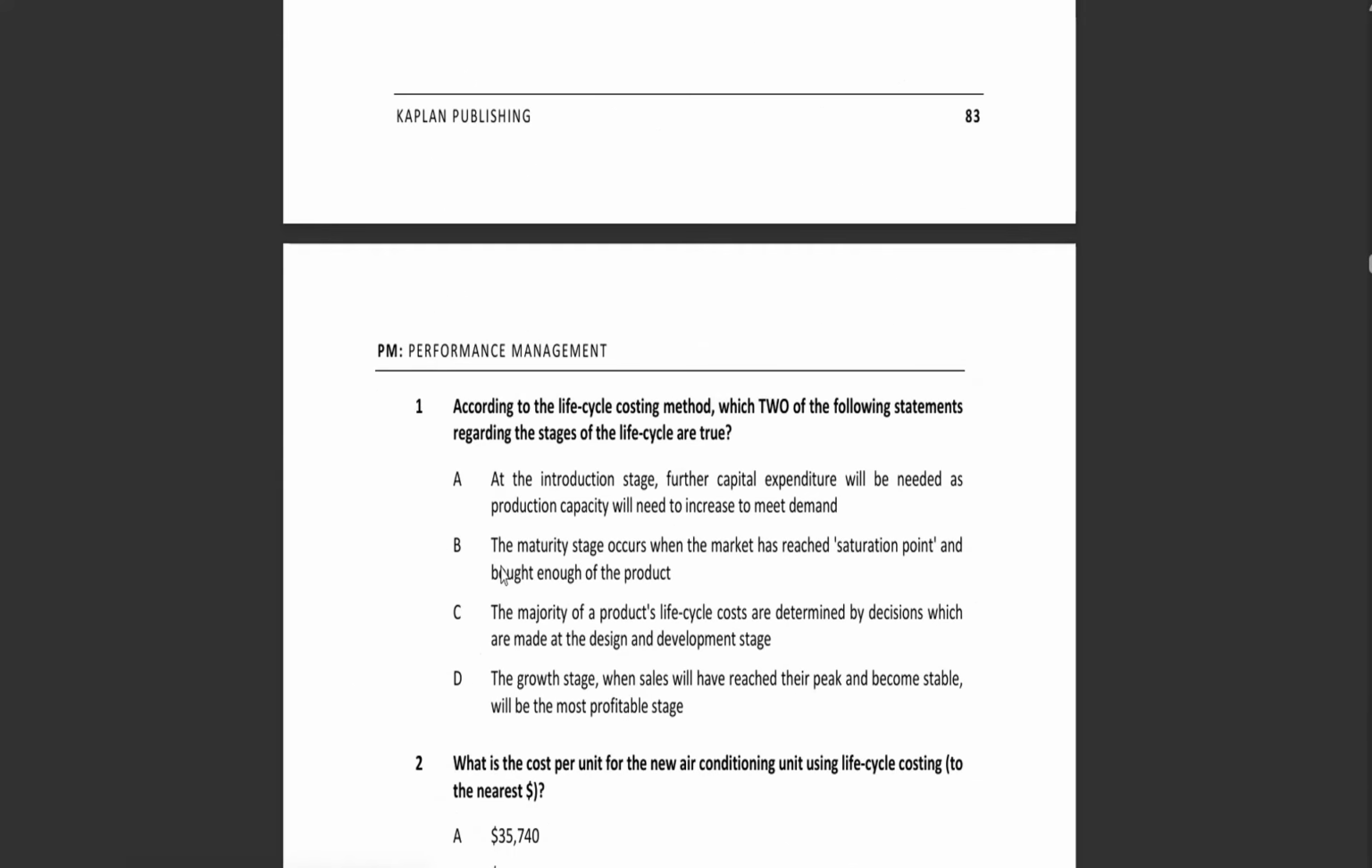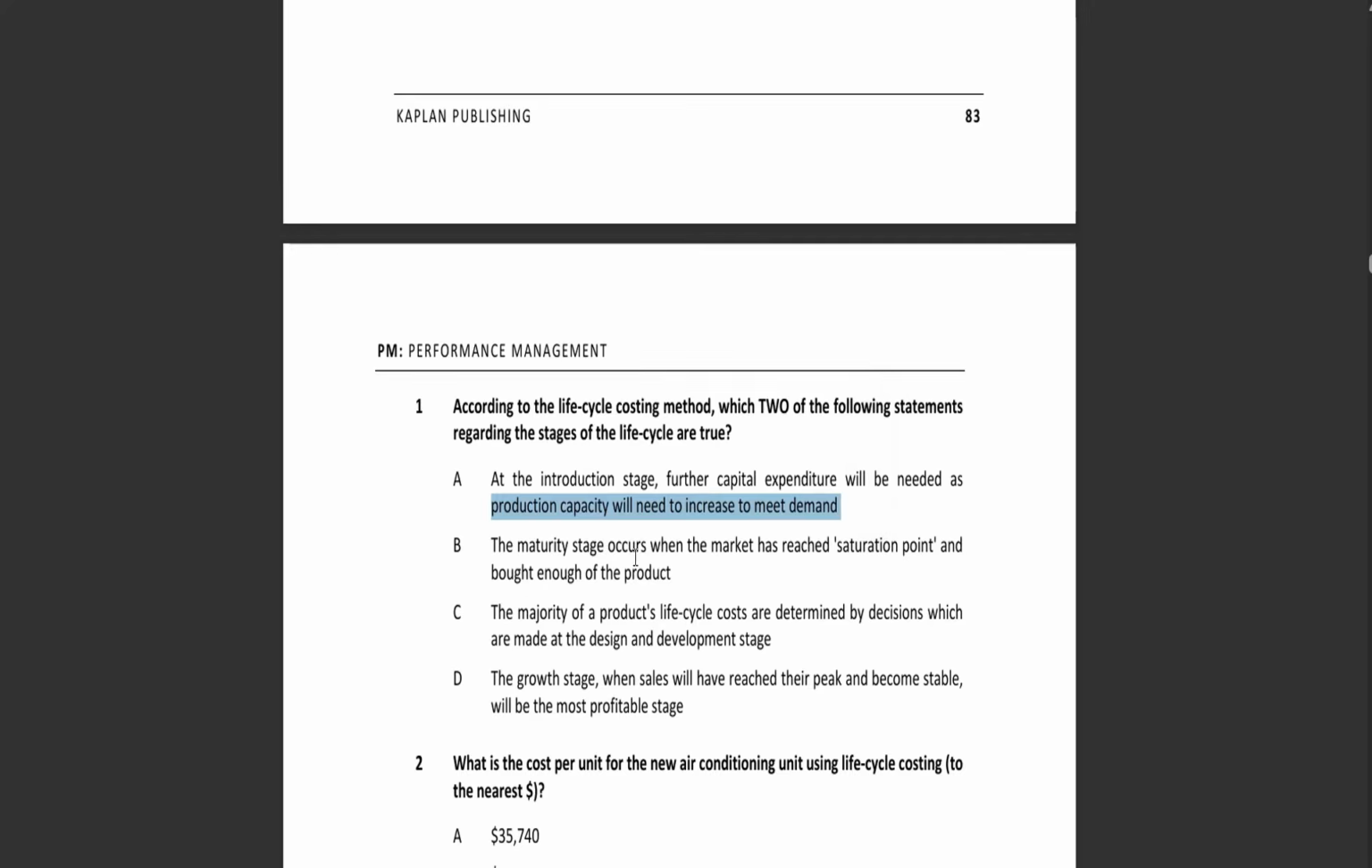Now, first part of the question is asking, according to the life cycle costing method, which two of the following statements regarding the stage of life cycle are true? Okay, so first statement is saying at the introduction stage, further capital expenditure will be needed as production capacity will need to increase to meet demand. So this is I think somehow true, because obviously in introduction stage there will be lots of capital expenditure initially incurred, but let's see from what perspective they are talking regarding this line. We will look into this again, but somehow it is correct, so let's hold this for now.